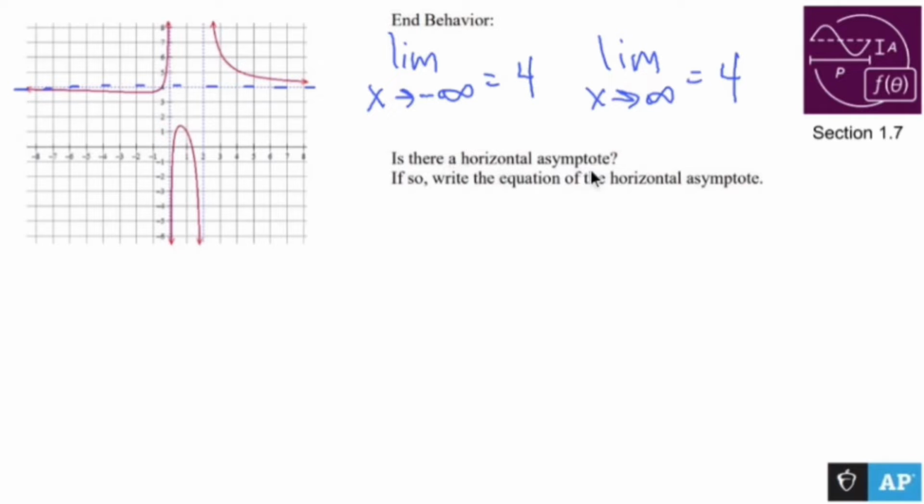Is there a horizontal asymptote? If so, write the equation of the horizontal asymptote. Well, if you're going to level out at a specific number, which I am, that horizontal asymptote is going to be a horizontal line. Horizontal lines are in the form y equals a number, and since that number where things seem to level out is 4, it's going to be y equals 4. So is there a horizontal asymptote? Yeah, and here it is.